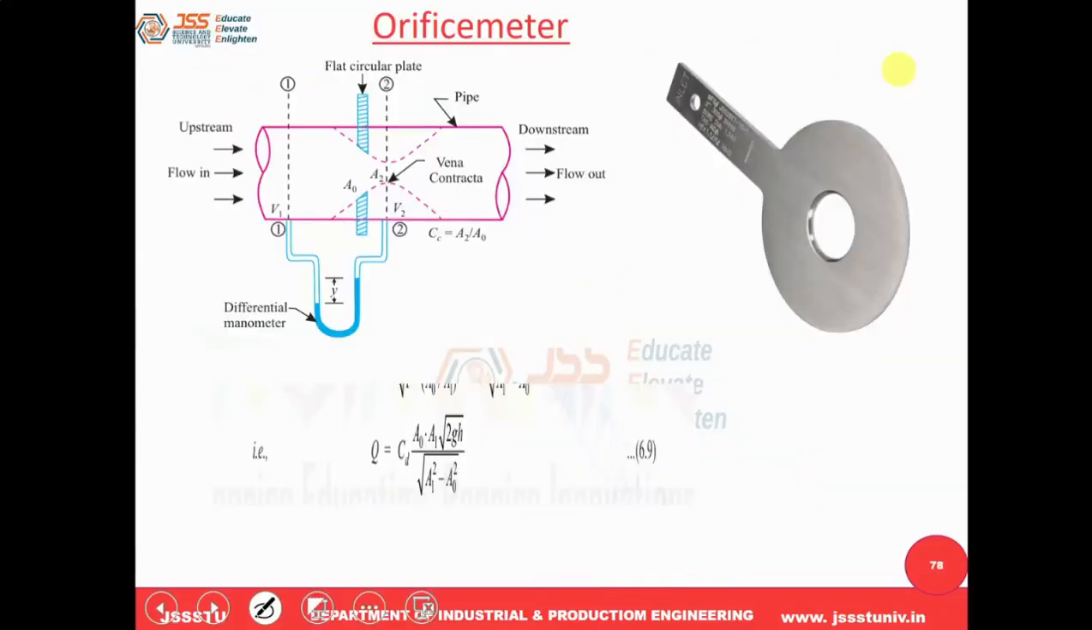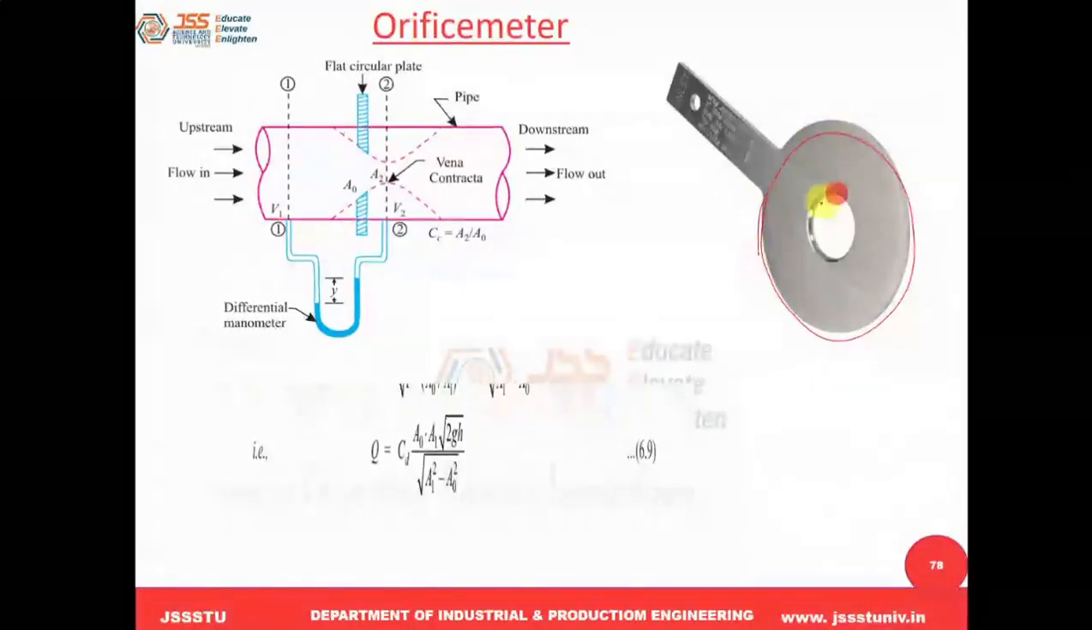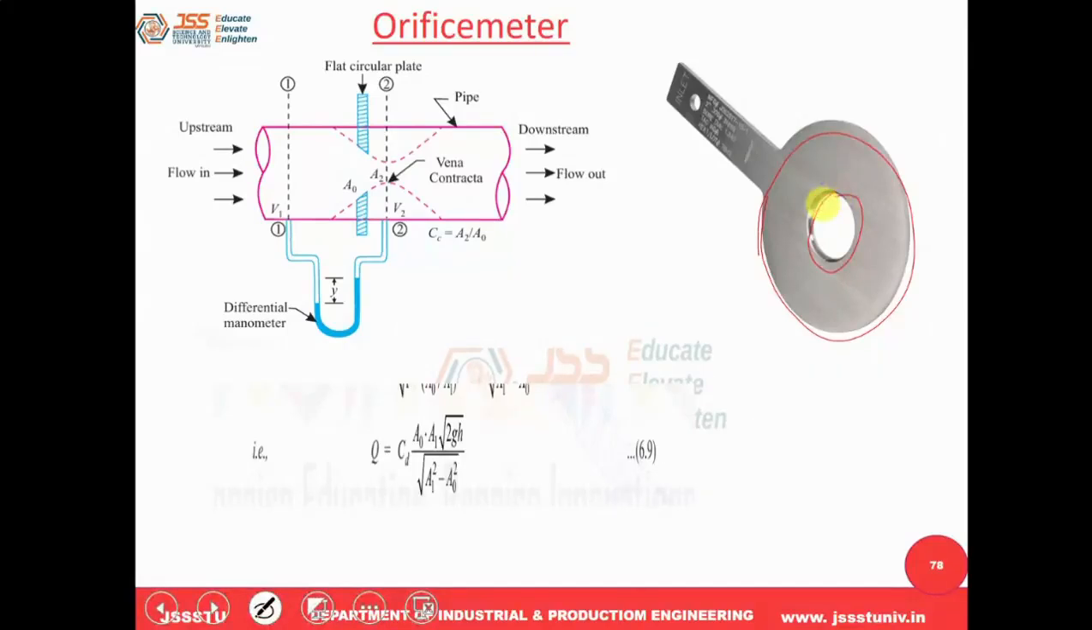But let me see the next case, the orifice meter. The orifice meter is also used to measure the flow rate in a pipe, but here they use just a circular plate. They made a hole at the center. This is called the orifice area, orifice diameter. Here also they fix it in between the pipe, and they use the same principle. By reducing the pressure, all the pressure energy is converted into kinetic energy. That increase in kinetic energy is used to measure the flow rate here.